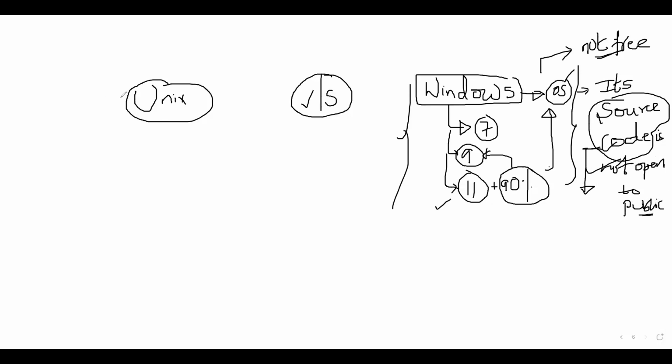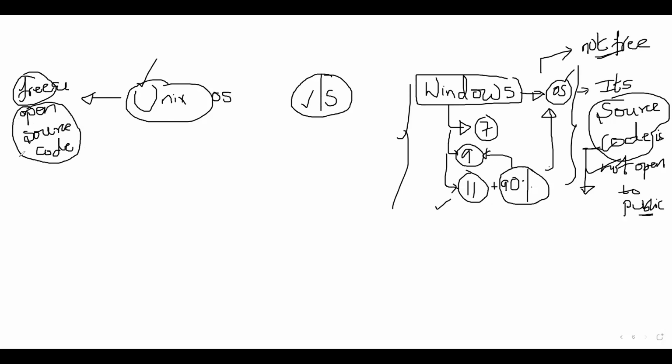If you see Unix, it is free and open source code. It means free of cost. You can use the Unix OS free of cost, and it is also open source. It means the source code, the computer program that is used to develop this Unix operating system, is open to the public. Any person can copy the source code, make modifications as per requirement, and use the operating system.